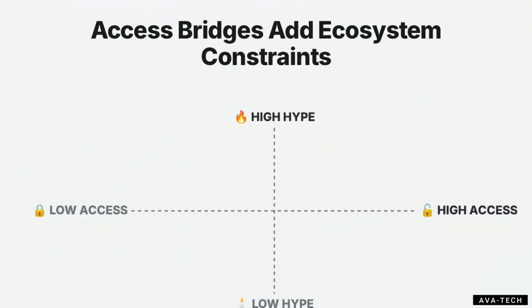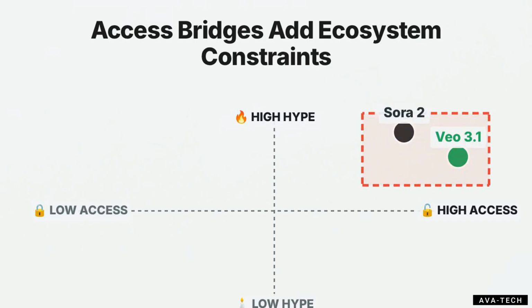Aggregators bridge the gap. They target models in the top left quadrant, high hype, low access. They bypass regional locks, providing access to Sora 2 and Veo 3.1 without waitlists. But this convenience adds constraints, forcing you into the aggregator's interface and pricing ecosystem.